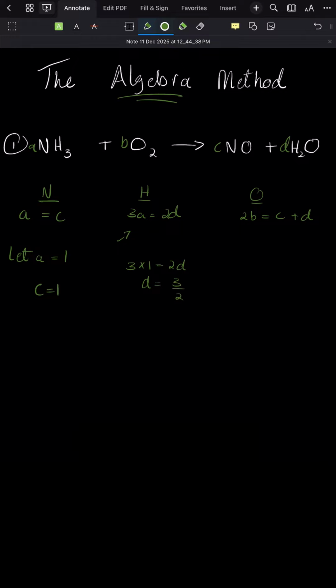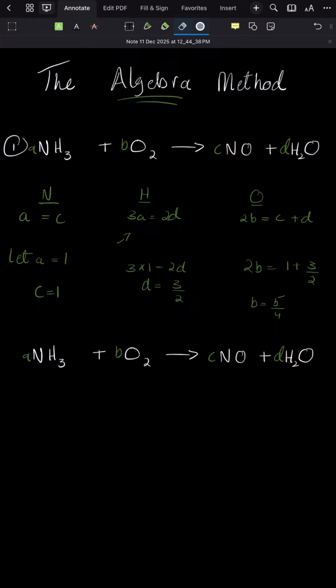As for the last equation, 2B is equal to C, which is 1, plus D, which is 3 upon 2. Find B using your calculator and you'll get B as 5 upon 4. Now we take our original equation and instead of the letters, we replace them with their respective values. I'll replace A with 1, B with 5 upon 4, and C with 1, and D with 3 upon 2.